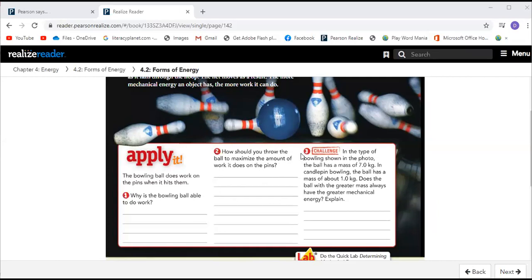Okay, number 2, how should you throw the ball to maximize the amount of work it does on the bins? Who can share with me? Yara, can you? I want to increase the amount of work. So what do I have to do? In brief, I have to increase the ability to do work. I have to increase what? Let's increase the speed. Excellent.